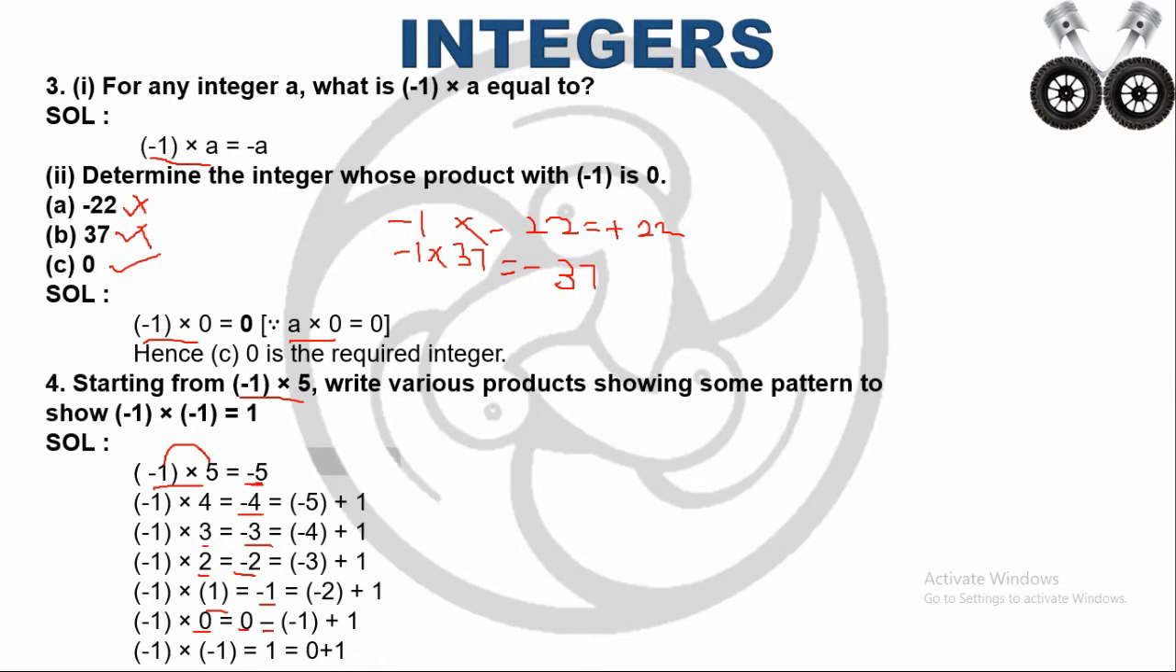So next, what is the final one? Minus 1 into minus 1. These two integers have the same sign, that means I have to put the positive sign. So plus 1, which is equal to 0 plus 1, I will get the answer as 1. So what is the pattern here? I have to add 1 to the previous number. That is the pattern of the given problem.